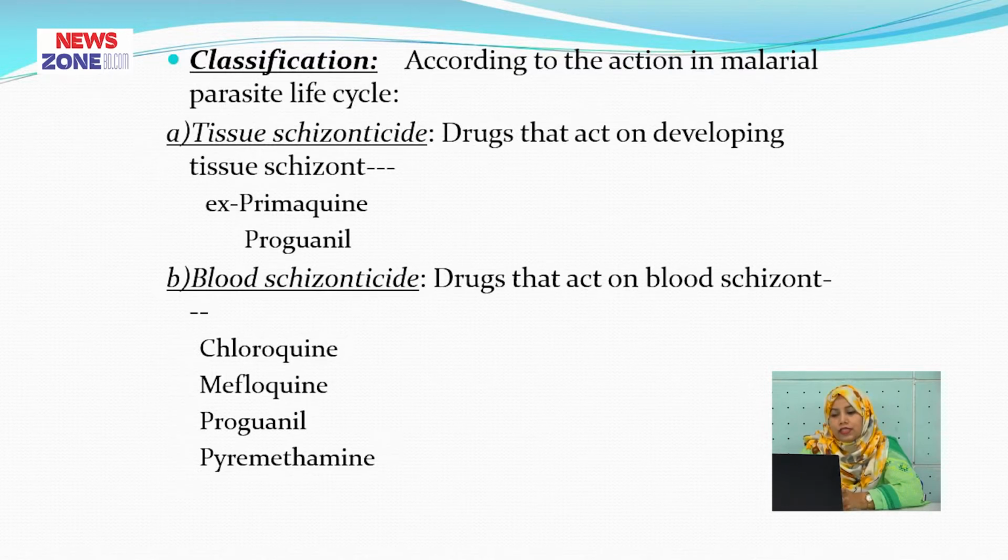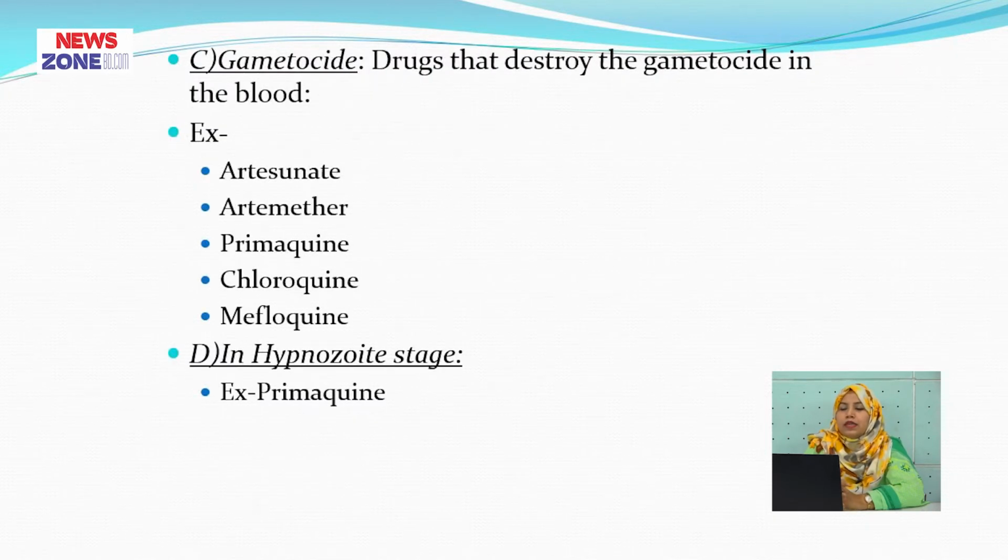Number 1, tissue schizonticide. This type of drug acts on the developing tissue schizont. They are primaquine and proguanil. And blood schizonticide, drugs that act on the blood schizont. They are chloroquine, mefloquine, proguanil and pyrimethamine. Number 3 is gametocide, drugs that destroy the gametocytes in the blood. They are artesunate, artemether, primaquine, chloroquine and mefloquine. And in the hypnozoite stage or latent stage, that is primaquine.